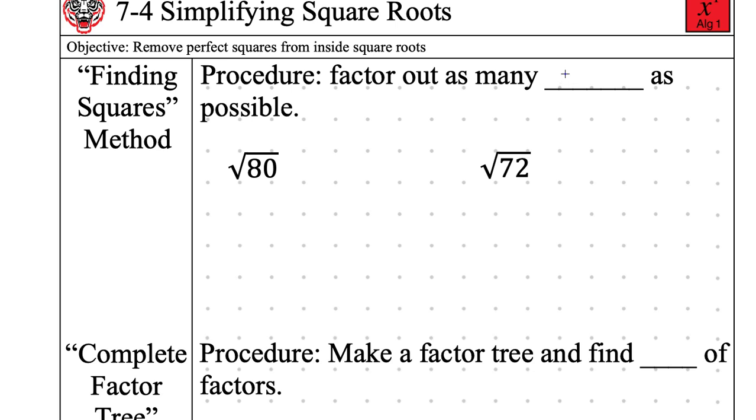So I don't have room for perfect squares, so I'm just going to say squares. Squares and perfect squares mean the same thing. So, do you guys know what a square is? Ready? 1 times 1 is 1. That's a perfect square. 2 times 2 is 4. 4 is a perfect square.